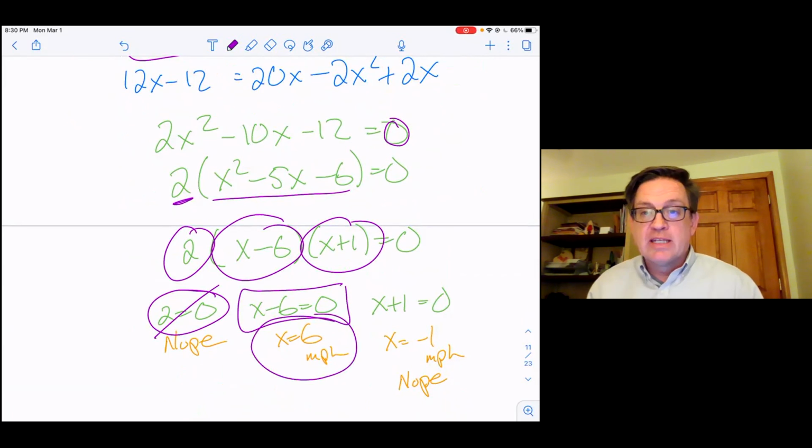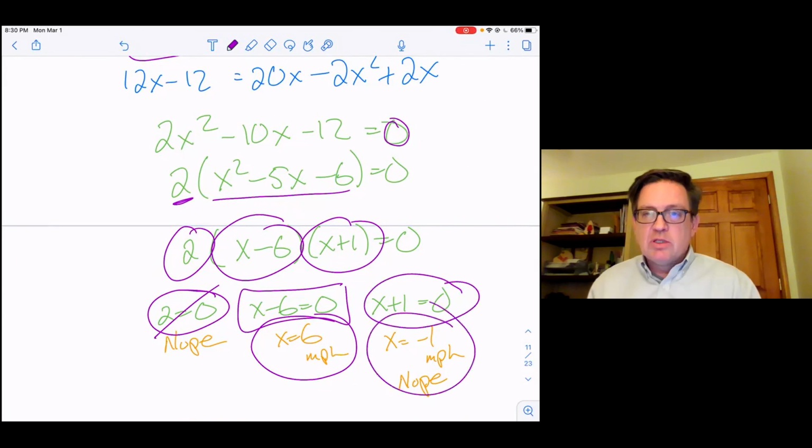That means she was jogging at 6 miles per hour on the flat course. Then that would have been 5 miles per hour on the hilly course. The other one, x plus 1 equals 0, means she's jogging at negative 1 miles per hour. Doesn't make sense in our context. So toss that out. So the answer is she was going 6 miles per hour on the flat course.